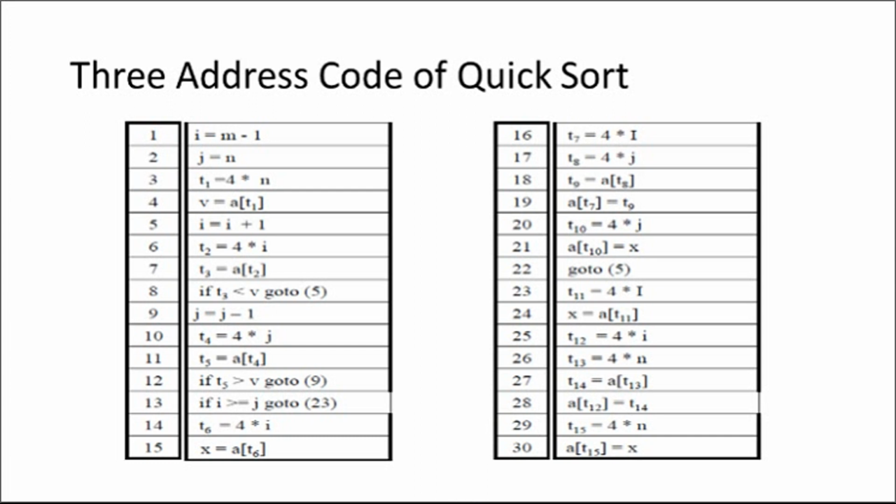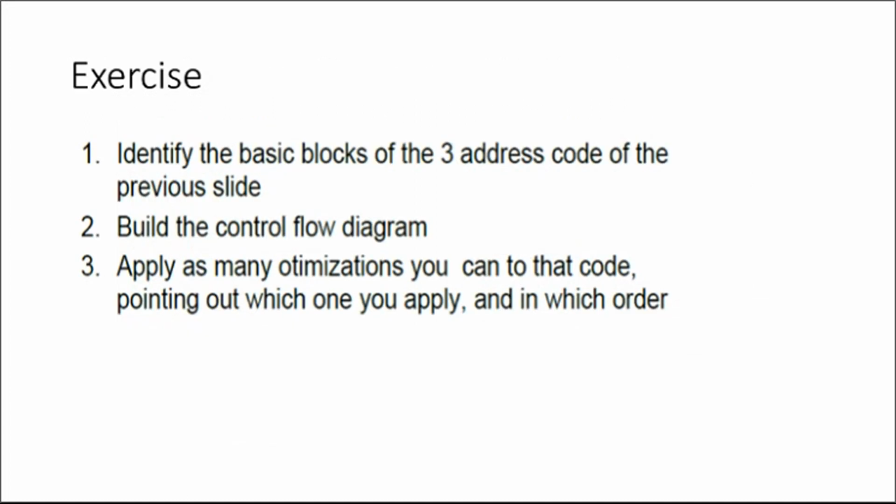And the rule is: the first statement is called a leader. The second is the target of a conditional jumping statement. And the third leader is the statement which is immediately after a jump.